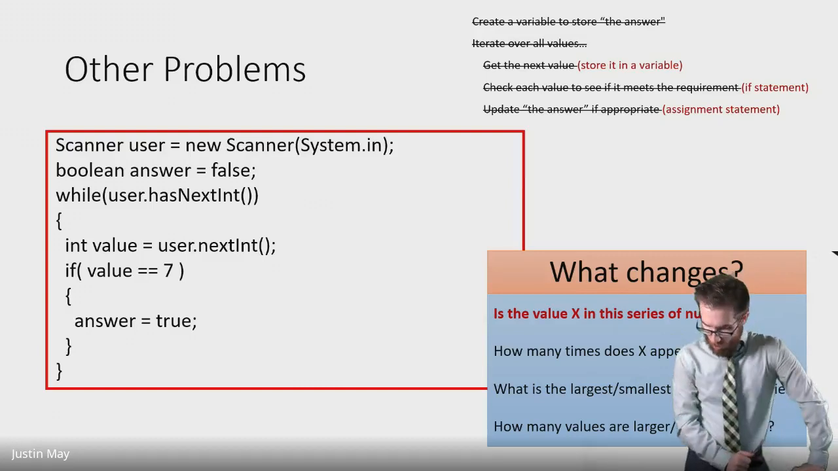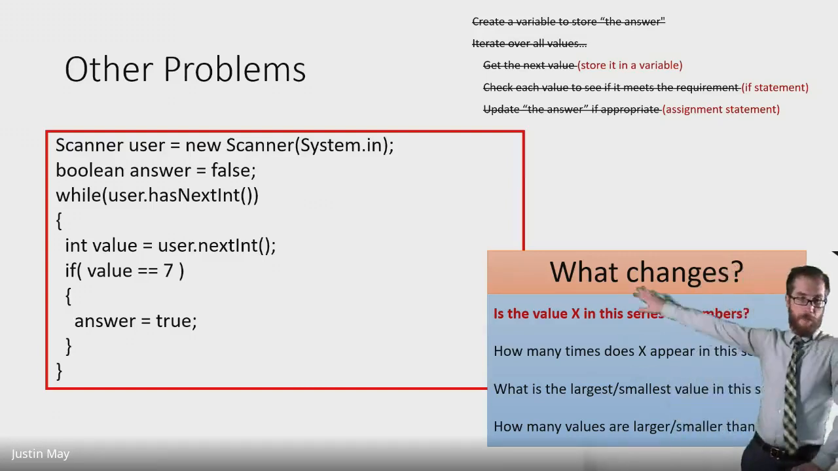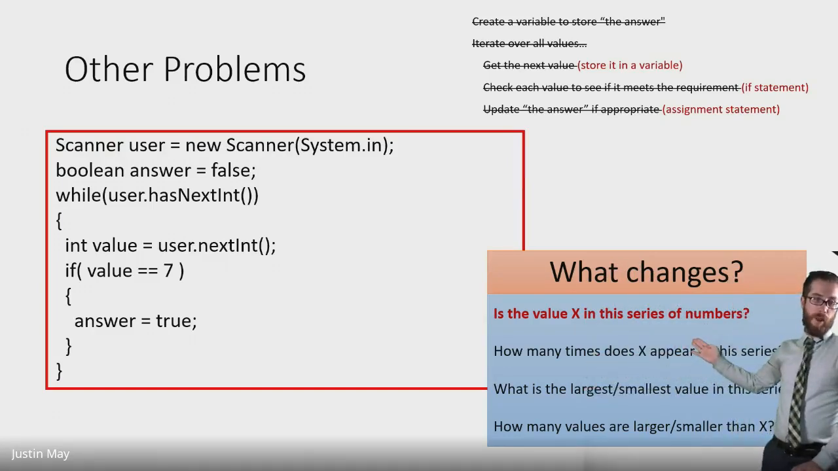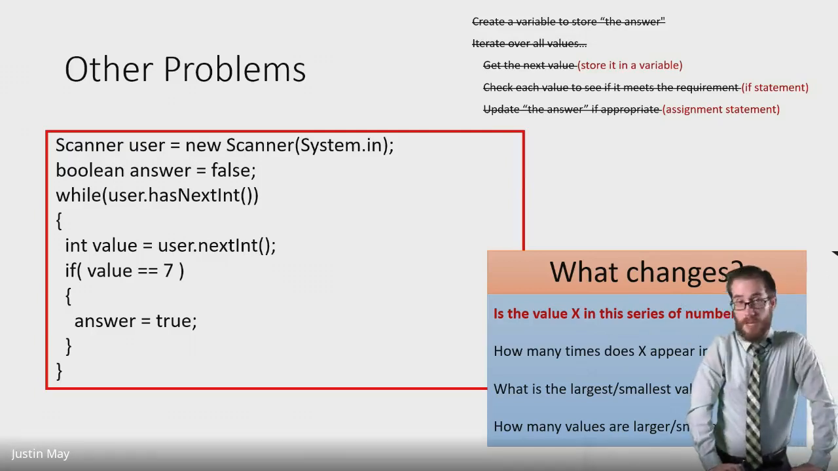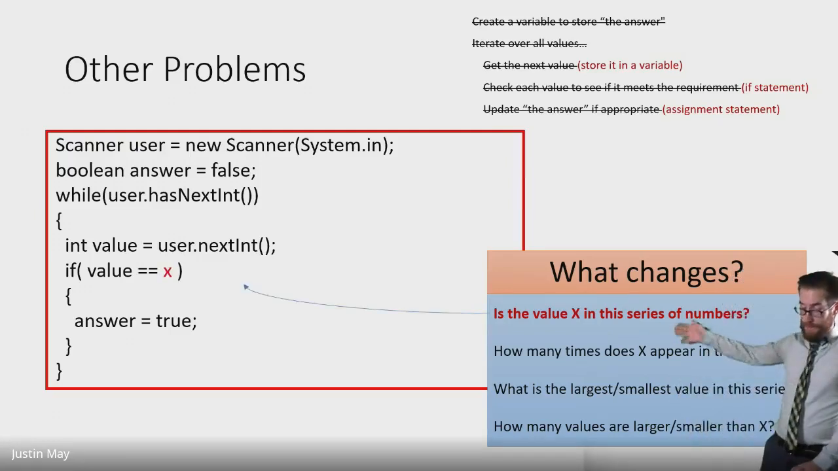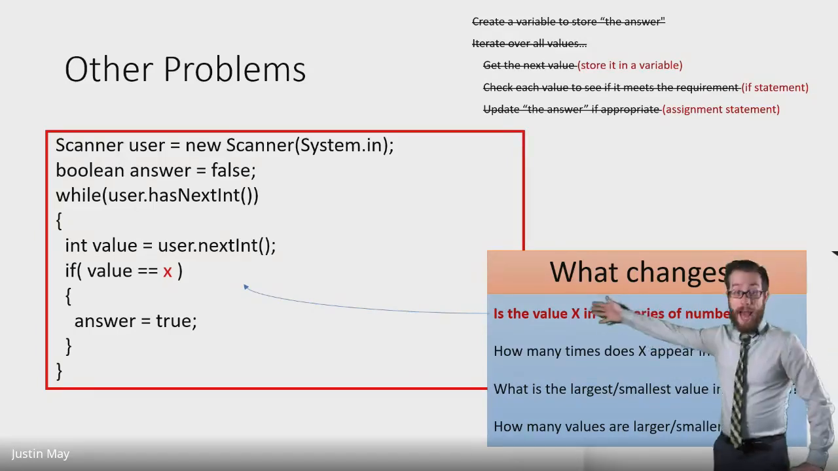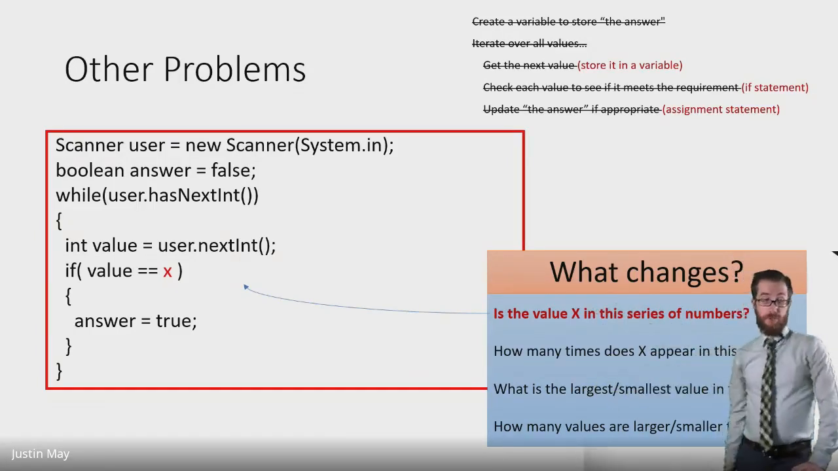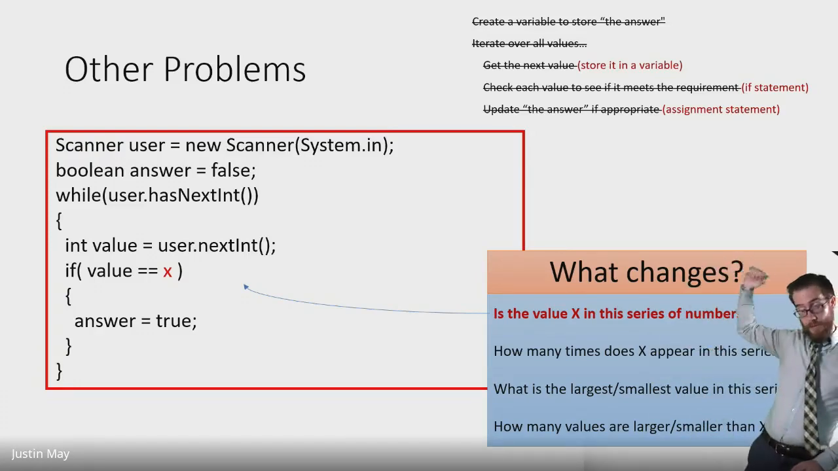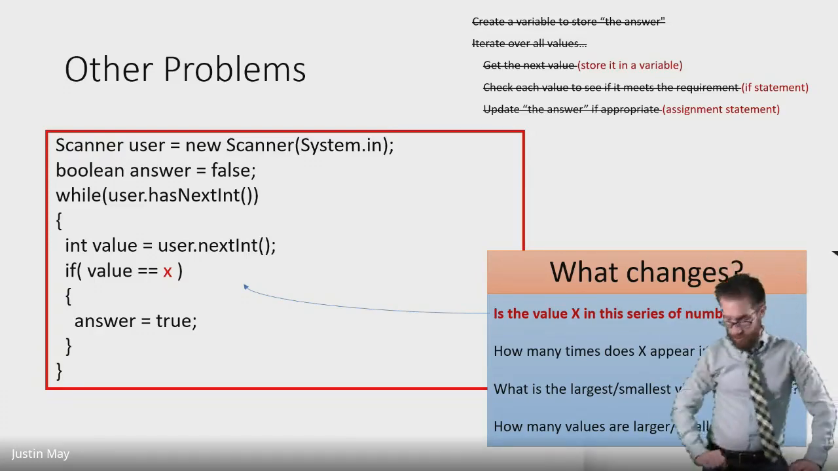So what would we change in this algorithm here, in this code, to solve this version of the problem? Is the value X in this series of numbers? Think about that and let me know. Exactly, yeah, we just changed the 7 to an X. That's it. So if the value is equal to X, then we change the answer to true because that means the user typed X, assuming that X has been declared somewhere else in the code and has some value.